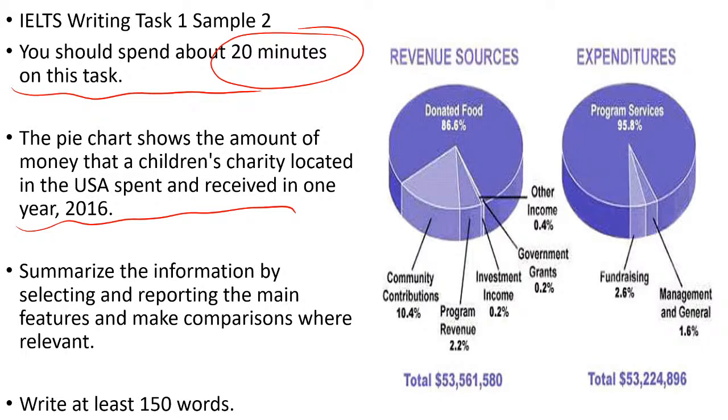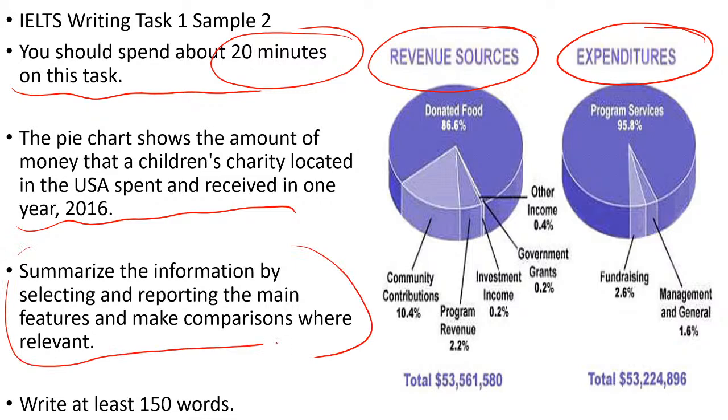It is written over here. Expenditure is what we have spent, and revenue is whatever we get from outside sources. So that is called revenue. Summarize the information, select the main features and make comparisons where relevant. You need to keep in mind that 150 words are required.